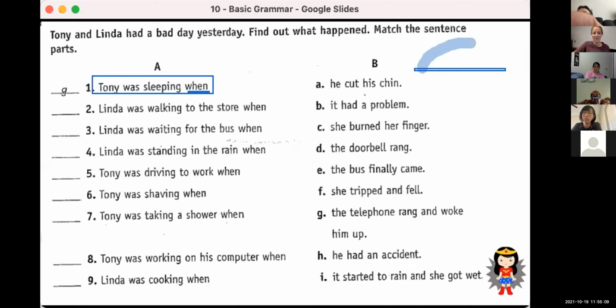All right. Number 5, 6, 7, 8, and 9. Go ahead and read the sentences and find the best answer, and then we'll check them together. Tony was driving to work when he had an accident. Okay, good. All right, the rest of them, answer on your own paper, and then we'll check together.